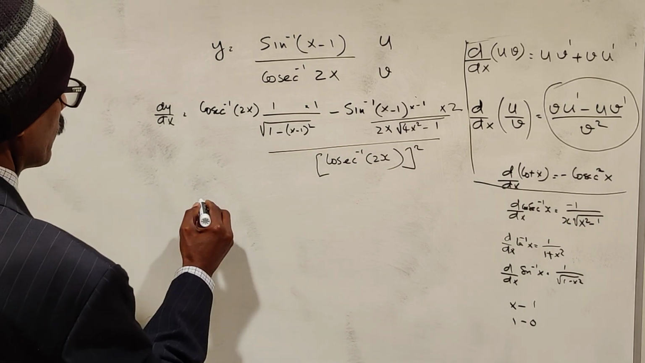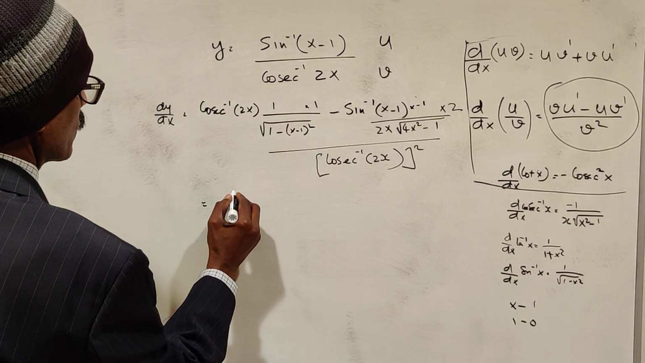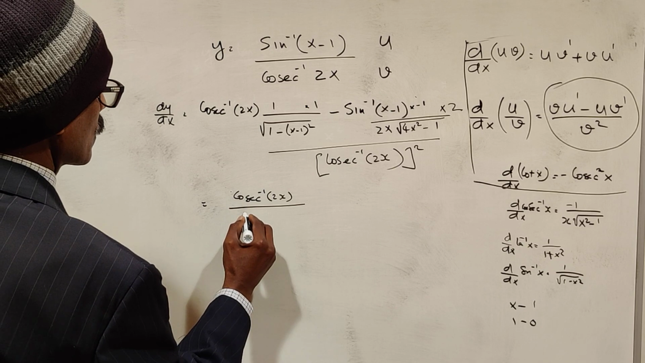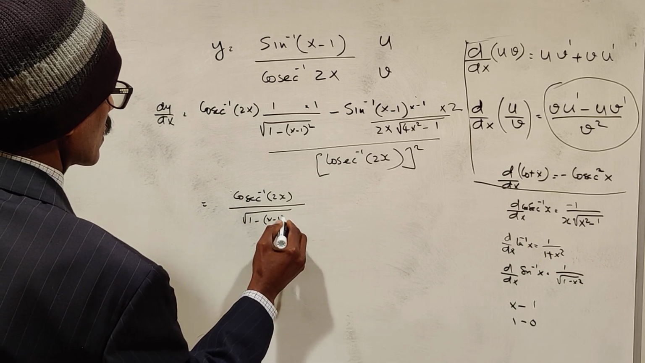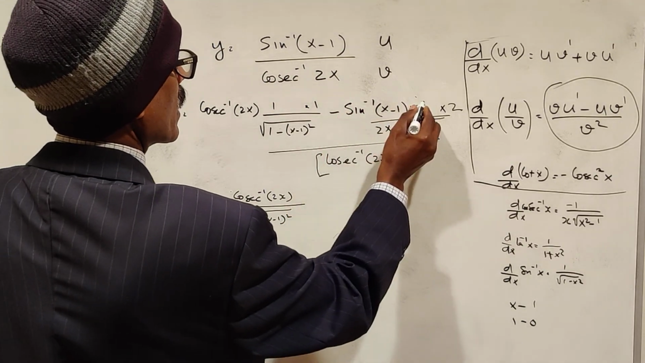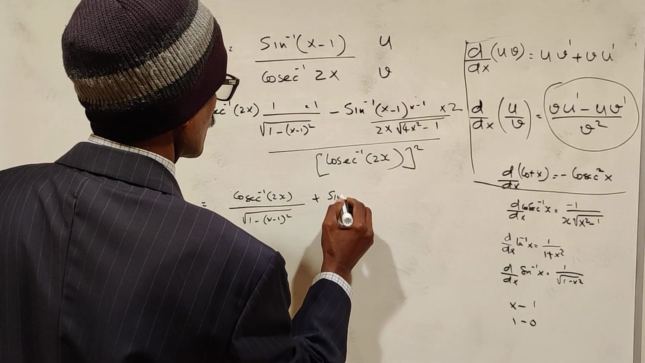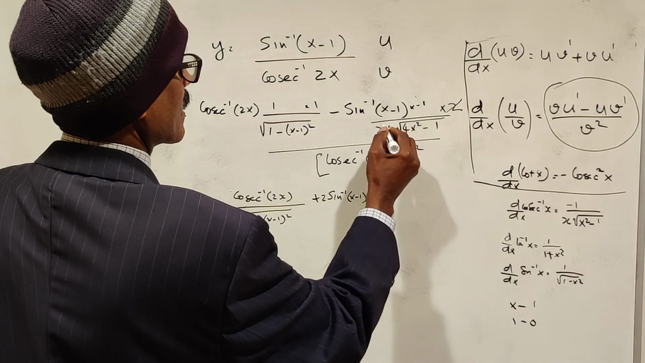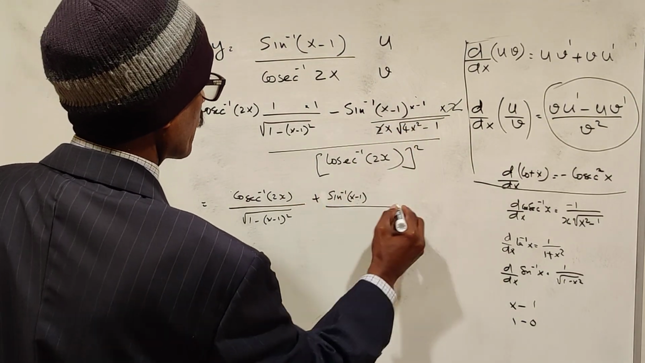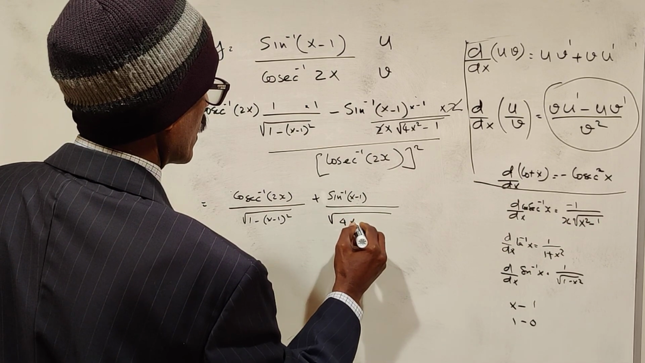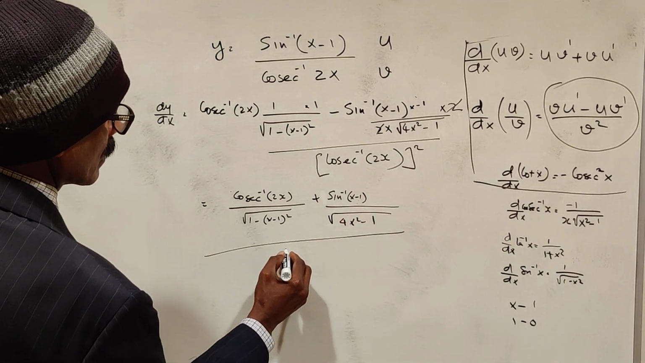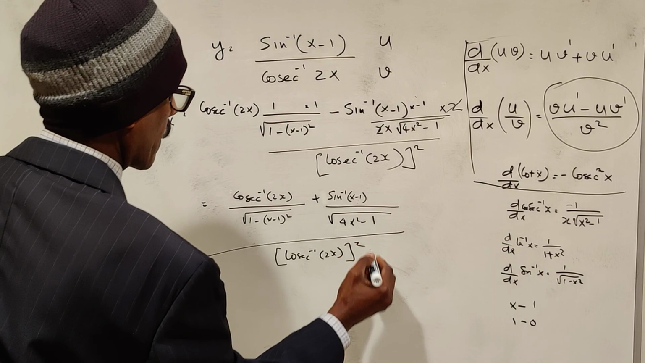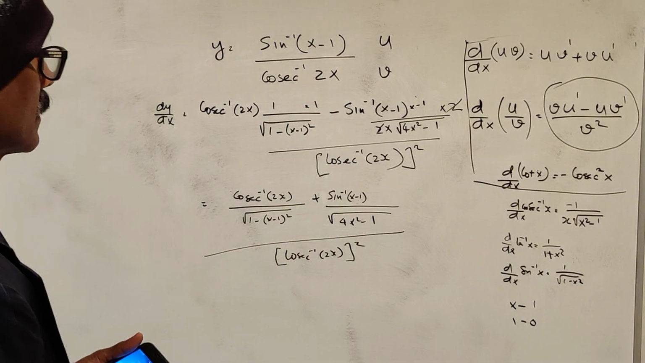So we can simplify. 1 times cosec inverse 2x is cosec inverse 2x divided by square root of 1 minus x minus 1 the whole square, minus into minus plus sin inverse x minus 1, 2 into x minus 1, 2, you can cancel 2, okay, so you don't need to write 2, divided by square root of 4x square minus 1, divided by cosec inverse 2x the whole square. So this is the answer.